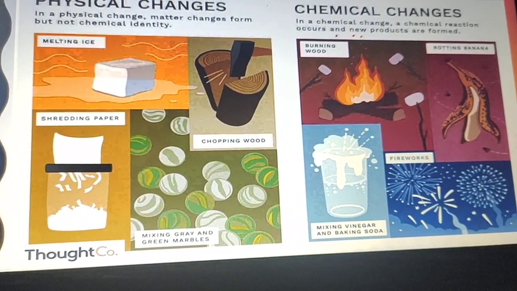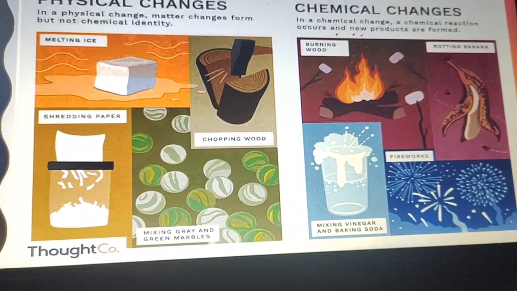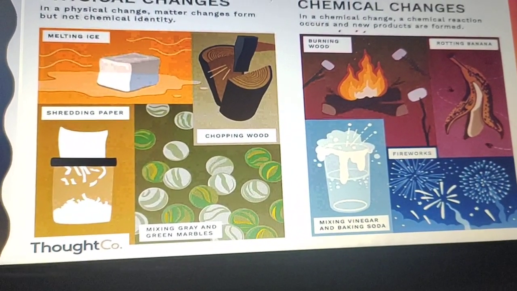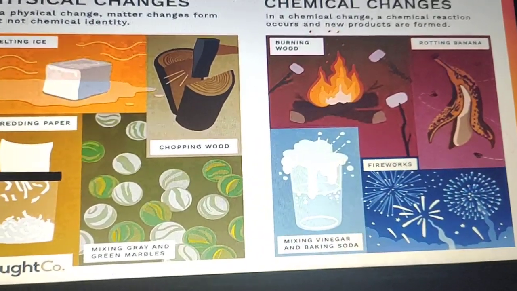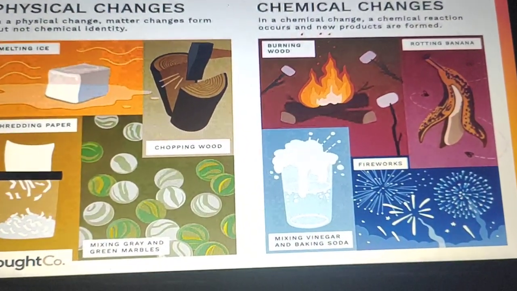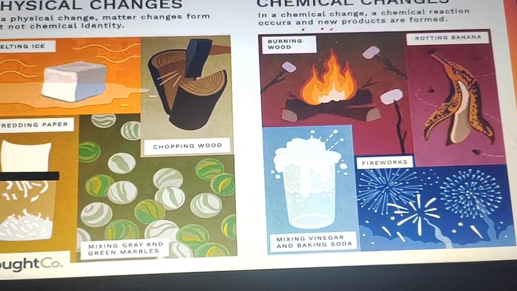Shredding papers, so there is no chemical change, only cutting of the paper takes place. Mixing grey and green marbles, so there is only mixing, that is a physical aspect. But if we see the chemical changes, all of them have a chemical reaction.